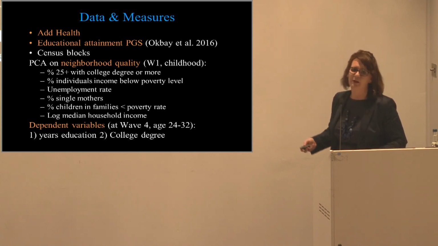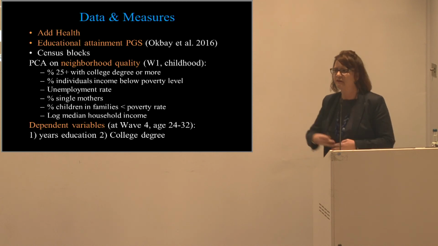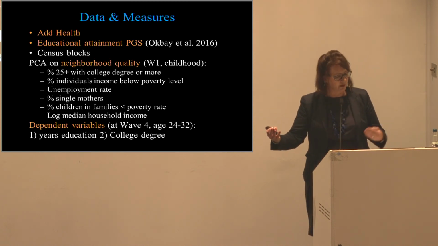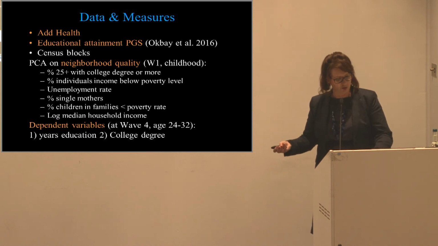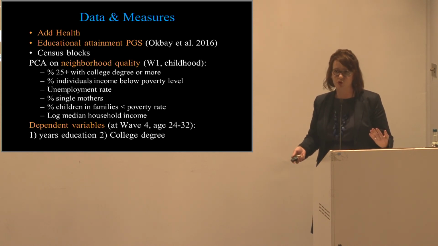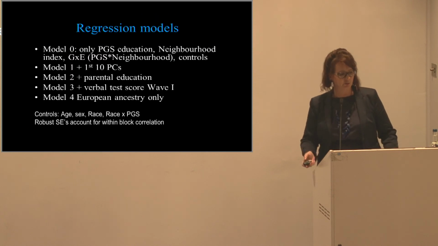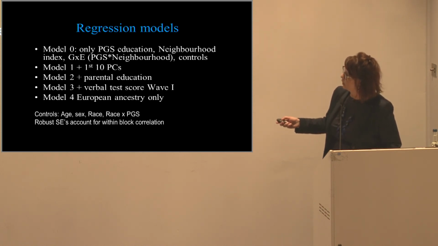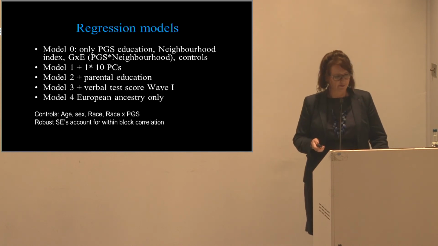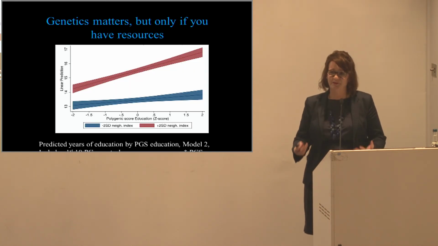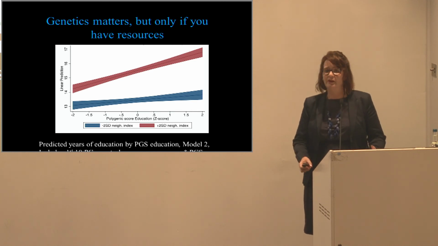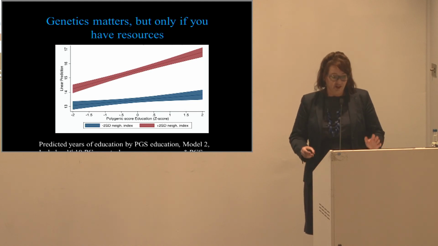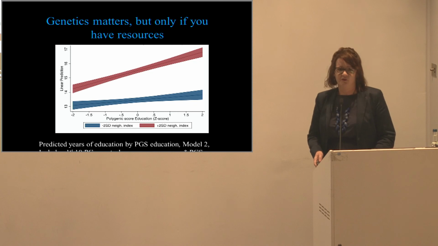We wanted to know if your neighborhood quality when you were a child would predict your years of education and your college degree when you were age 24 to 32, but also controlling for this genetic propensity to have higher education. So we looked at polygenic score for education, and I won't go through all of these different models, but we controlled for various things. And then what we found was actually just reconfirming what the twin studies and many studies have previously found, that genetics matters, but it seems to be only when you have resources.